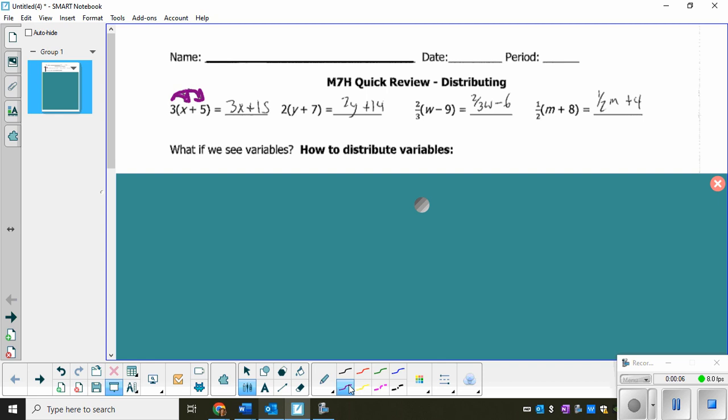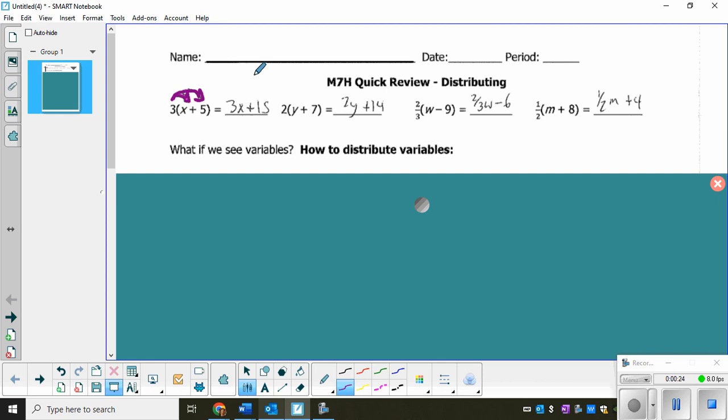We're going to get started here with just a quick review on something that you actually do already know, which is how to distribute something. Then after that, we're going to learn how to distribute variables. And then after that, we're going to learn something called reverse distributing, and I'll give you a more formal name for that in a few minutes.